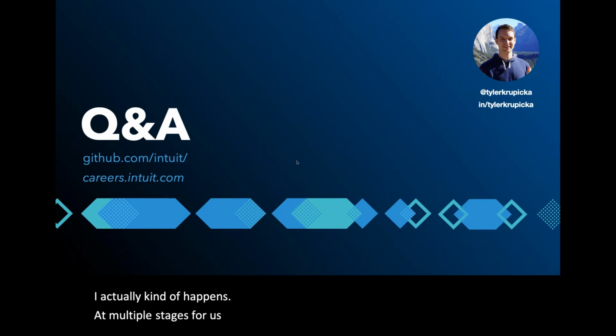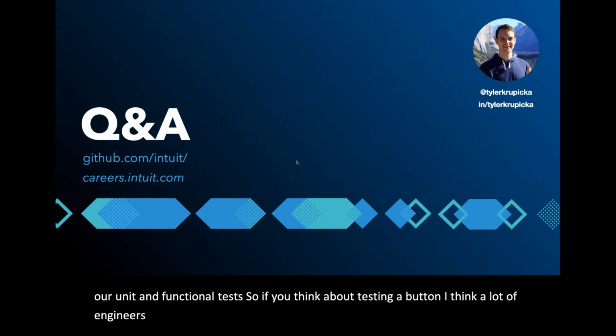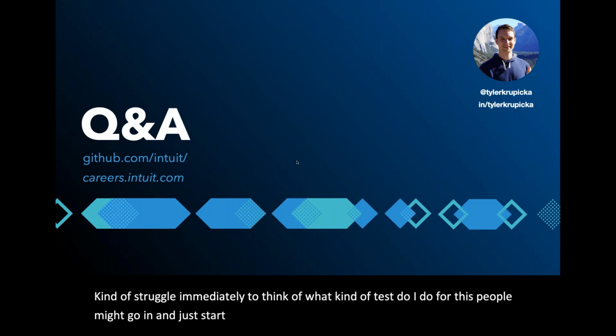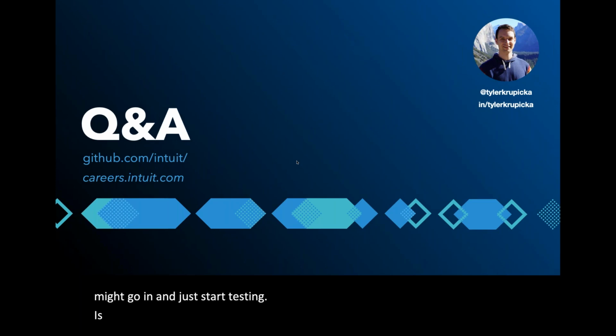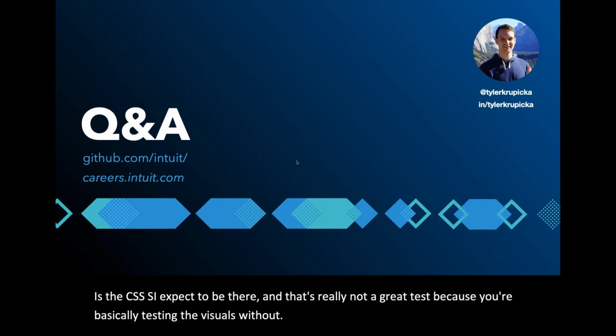Accessibility testing is a decent amount of our unit and functional tests. If you think about testing a button, I think a lot of engineers would struggle immediately to think of what kind of tests to do for this. People might just start testing whether the CSS I expect is there. That's really not a great test, because you're basically testing the visuals without visually looking at the component.